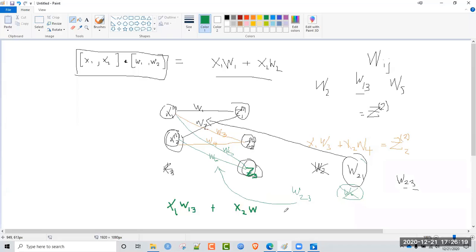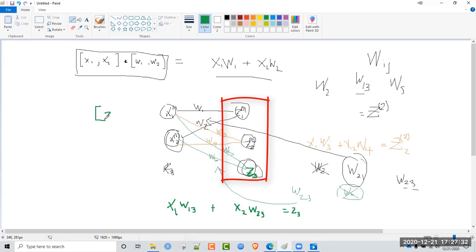I'm trying to get Z3 here, right? So what is this? W2,3. Okay, good. So how do we get Z3? We take this one times the weight that goes from here to here, so that's the weight W1,3, plus X2 times the weight that goes from 2 to 3. So that's W2,3.